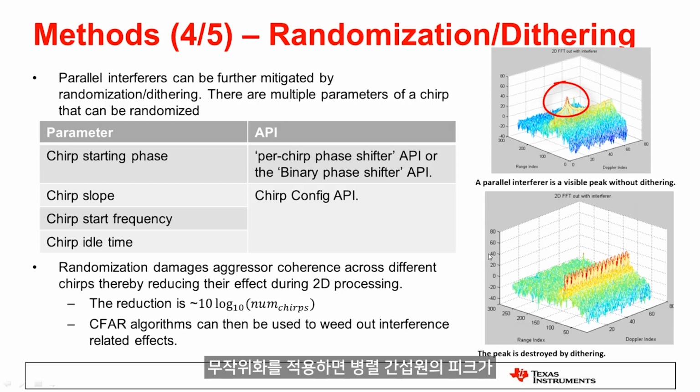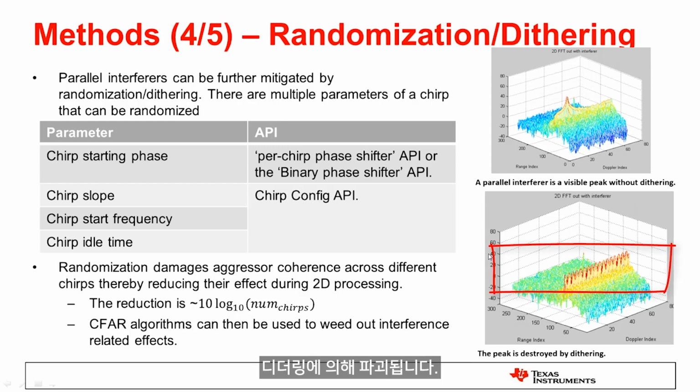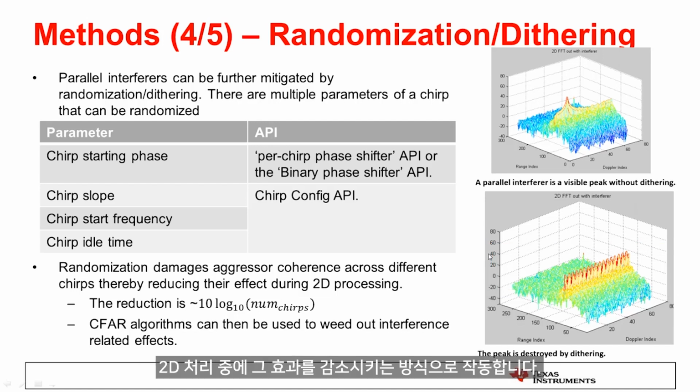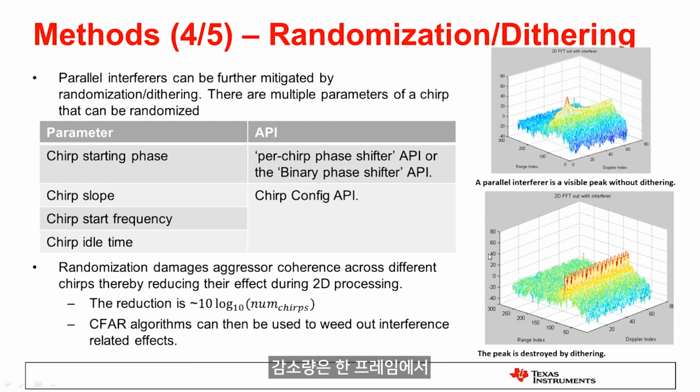If randomization is applied, the peak of the parallel interferer is destroyed by dithering. Randomization works by damaging aggressor coherence across different chirps, thereby reducing their effect during 2D processing. The reduction is approximately 10 log 10 of the number of chirps in one frame. Once the aggressor coherence is destroyed, CFAR algorithms can then be used to weed out interference-related effects.